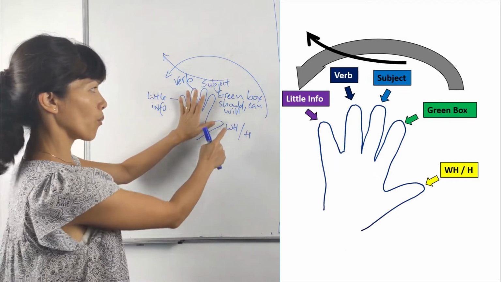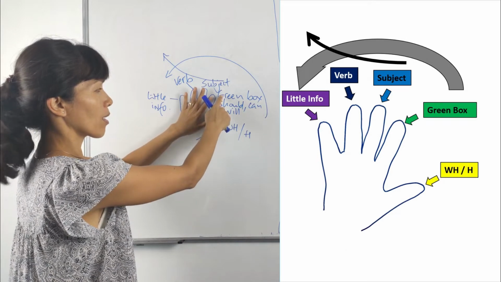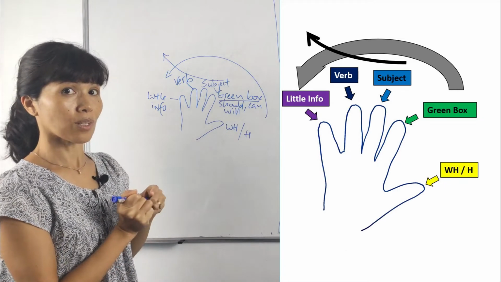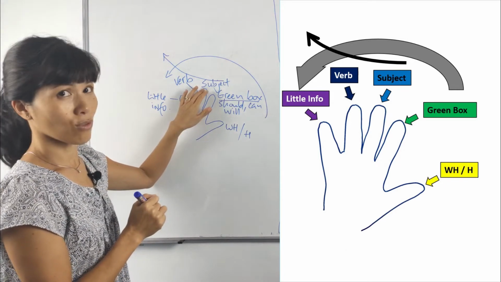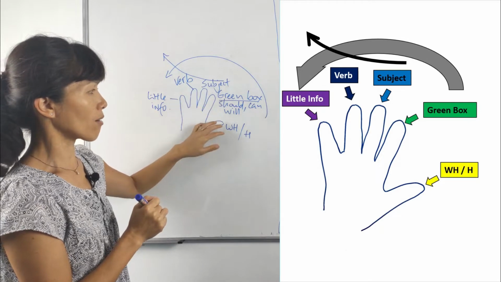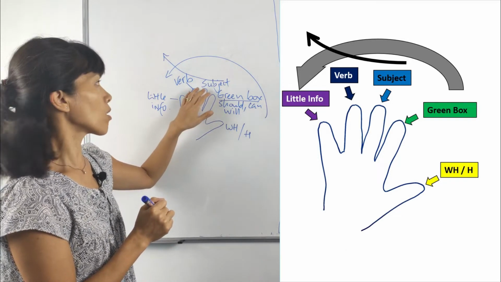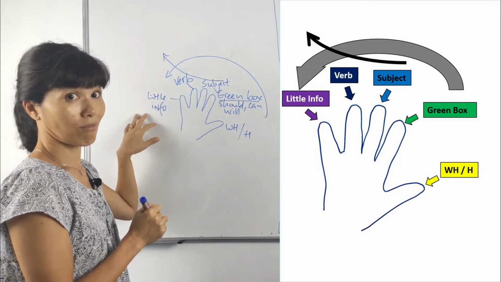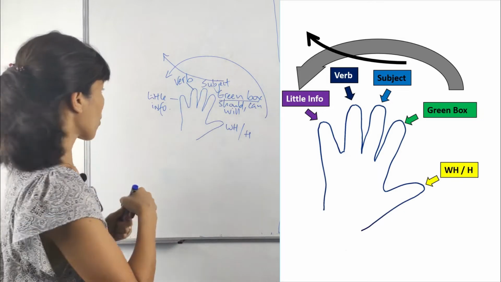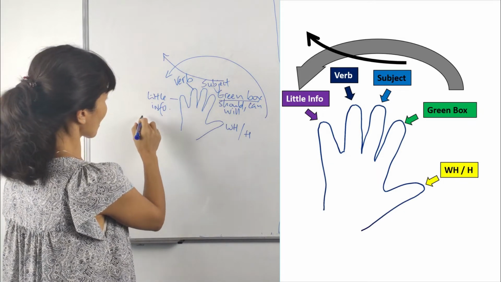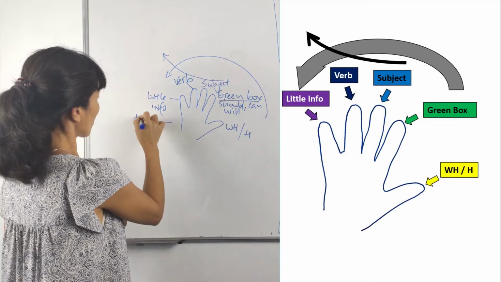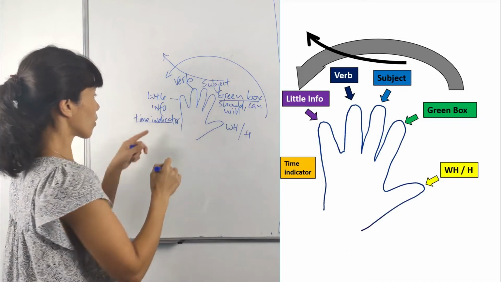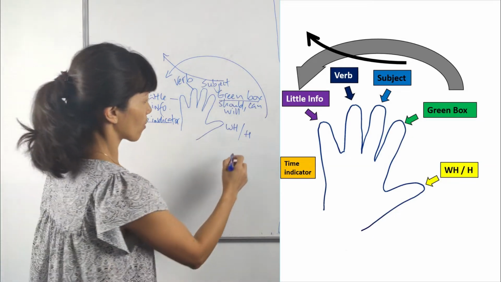So, what time? In the simple present, the green box indicates do or does. So because I used you here, we would have: what time do you go to work every day, right? One thing, the time indicator could be here, right? We can have the time indicator either at the very end or at the very beginning.